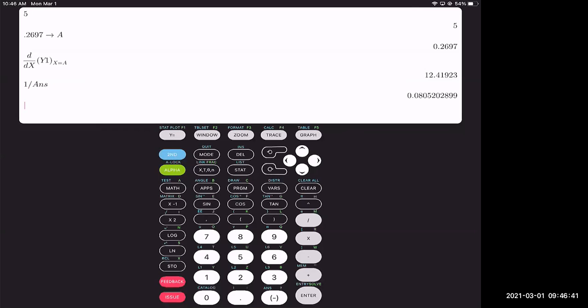You get this? That answer there? Yes? Okay, so our answer is 0.0805.